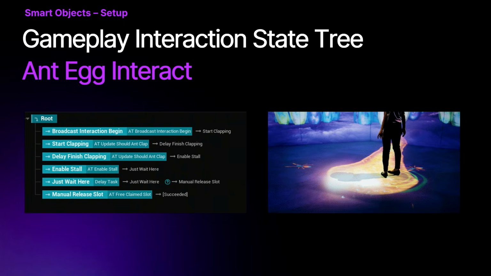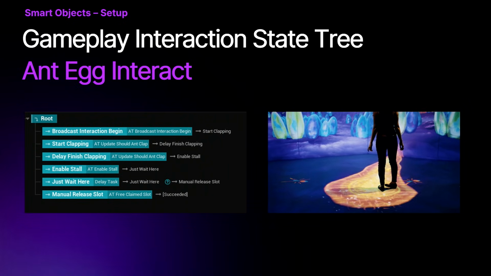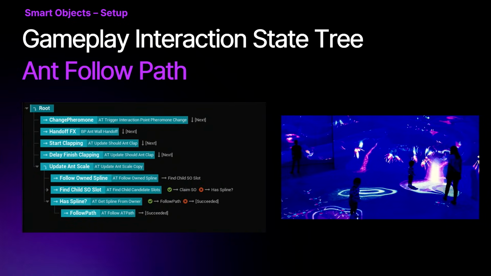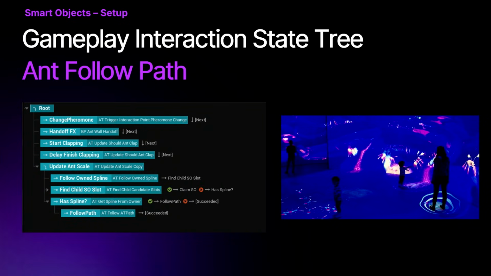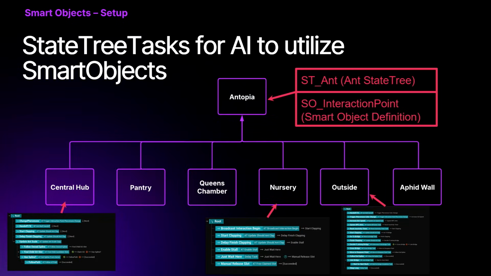And this is the state tree for an interaction with egg or larvae in nursery. And this is the state tree for ant following path in central hub. So with this, we can put those behavior logic in separate room plugins. Now we have the behaviors for all the smart objects ready to use. We need to tell ants to use them.